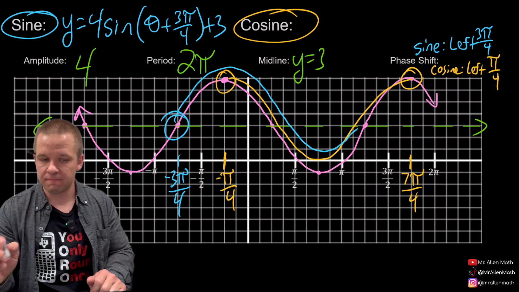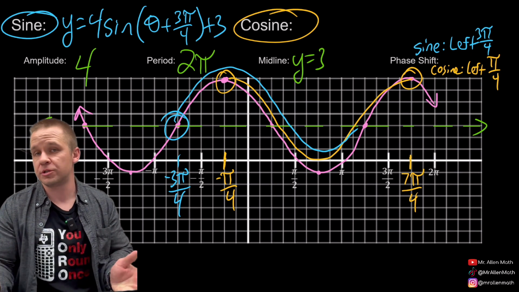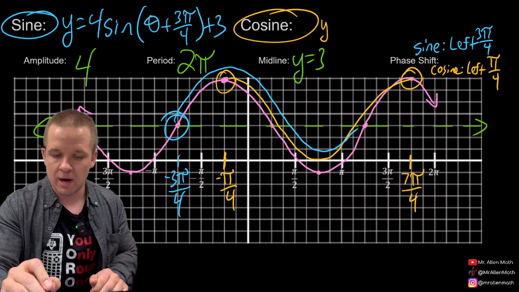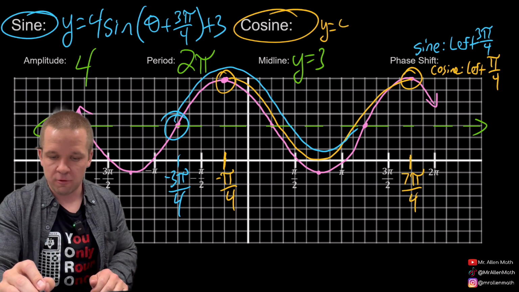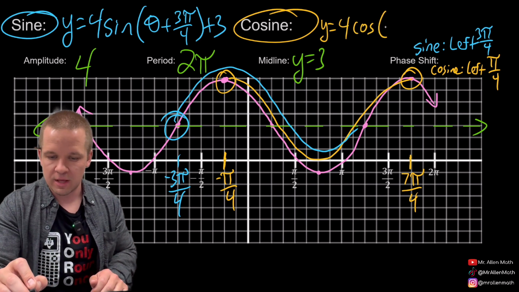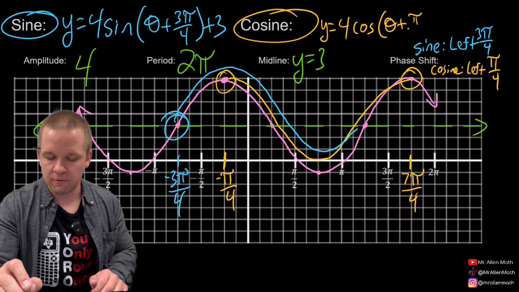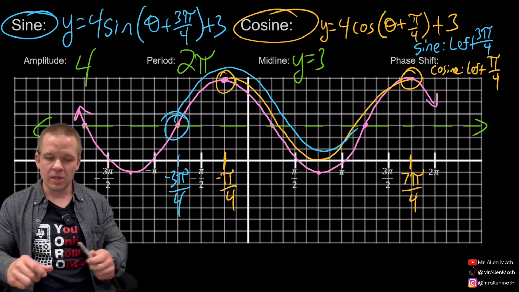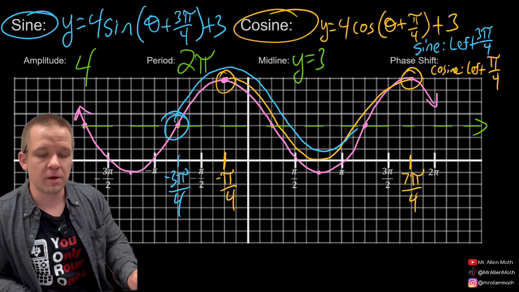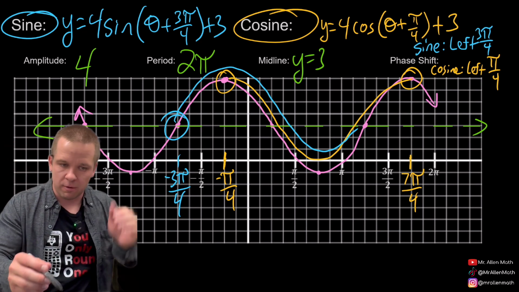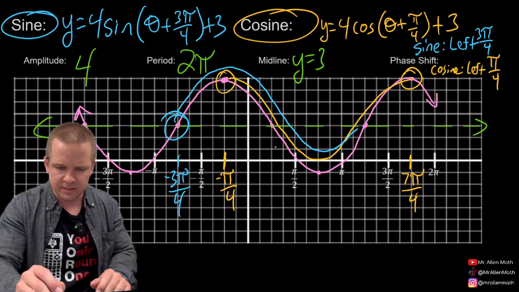Cosine graph. All the same stuff here, except for my phase shift is different. We're just going left pi over 4. So y equals, it's an amplitude of 4, cosine of theta plus, so we're going to the left, pi over 4, plus 3. There we go, folks. The only thing that would have changed here, like if I wanted to start, I'll do it in orange now because it's going to get a little messy.